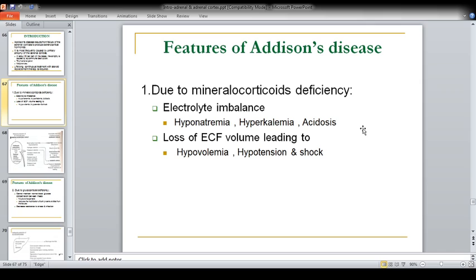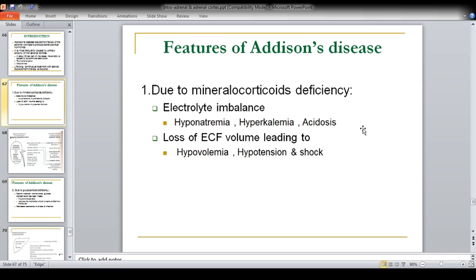So due to mineralocorticoid deficiency, if there is deficiency of aldosterone, electrolyte imbalance would occur. That is, the kidneys would not conserve sodium and it would result in hyponatremia. The kidneys would not excrete the potassium normally that should be excreted, and there would be hyperkalemia, that is increased potassium content in the body, in the blood, and there would be acidosis because hydrogen ion would not be produced and released, bicarbonate would not be conserved, so renal acidosis would occur.